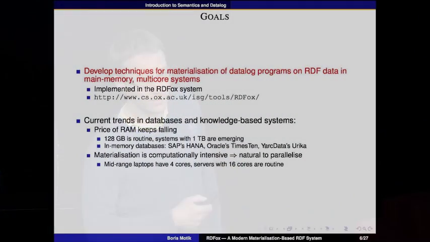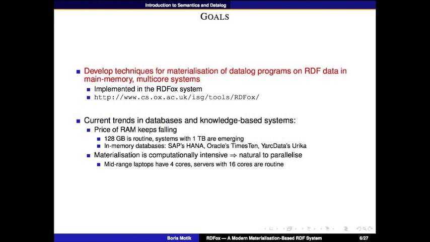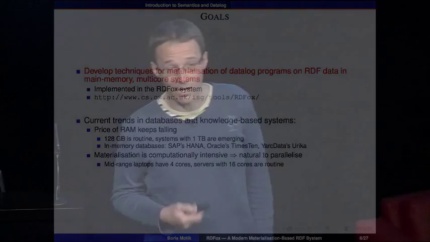So I will focus on main memory techniques, which means that I will, for the most part, assume that random access is cheap. I know this is not the case, caches and so on, but it's much better anyway than on disk. And then another thing is materialization is computationally intensive. But already this laptop here has 4 cores. This server that we bought has 16 physical cores and 32 virtual cores via hyperthreading. So I'm refining my goal here and saying, materialization, but in main memory multi-core systems.